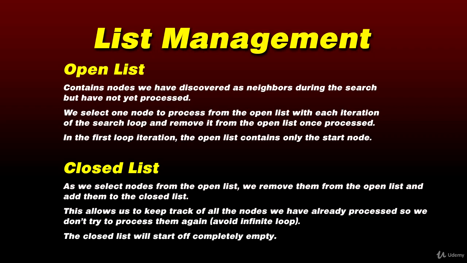Of course, the closed list is going to start completely empty. Therefore, at the very first iteration of our search, we have one node, the start node, in the open list, and no nodes in the closed list. As we process a node, we iterate through its neighboring nodes. These neighboring nodes are then themselves added to the open list so that they may be considered for selection as the current node in the next iteration of the search loop.